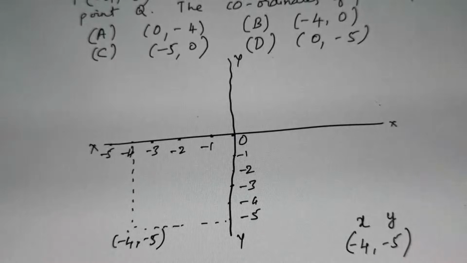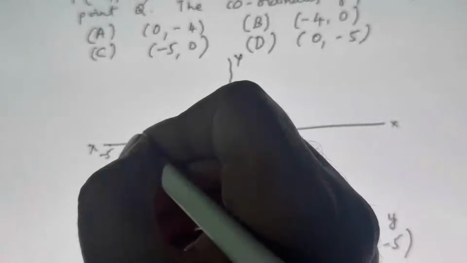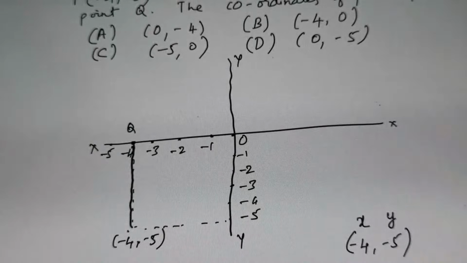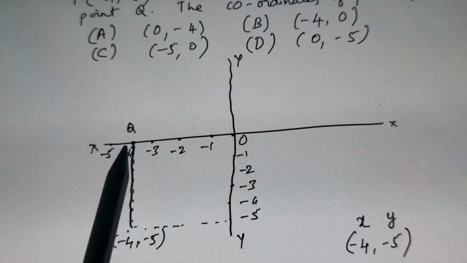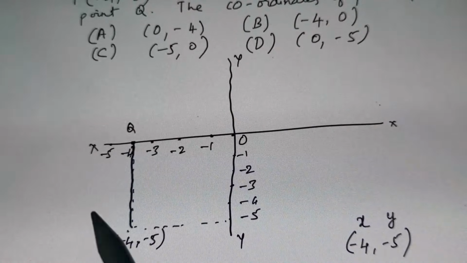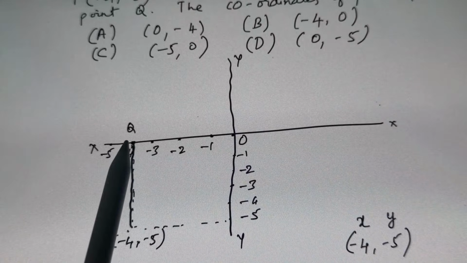So here we have to see and draw the perpendicular. A perpendicular drawn from this point cuts the x-axis here. So this is the point Q. We realize that whenever any point cuts the x-axis, the y-coordinate is 0. So the perpendicular is drawn to the point Q.